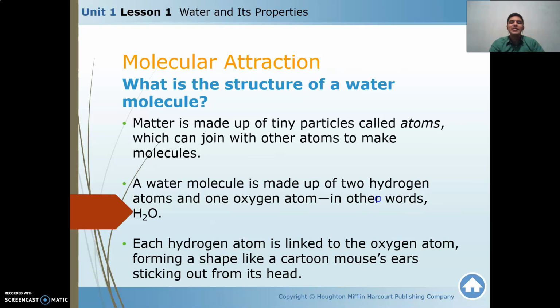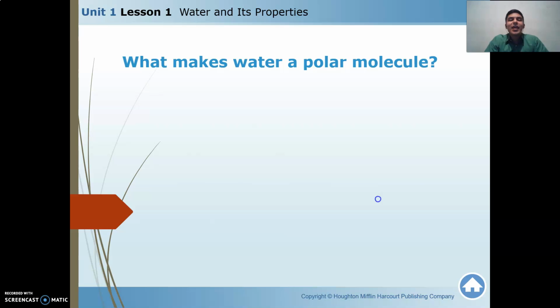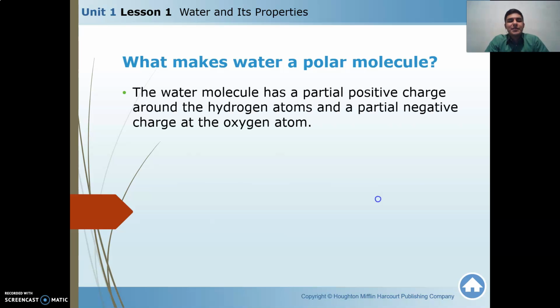Each hydrogen atom is linked to the oxygen atom, forming a shape like a cartoon mouse's ears sticking out from his head. So basically you have the oxygen particle in the middle, and then you have hydrogen and hydrogen on both sides. So that's a water particle. And what makes water a polar molecule?